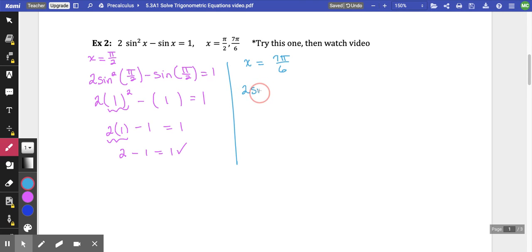So 2 sine squared of 7 pi over 6 minus sine of 7 pi over 6 equals 1. All right, so once again, I need to deal with the trig function first, the trig expression there. So sine of 7 pi over 6. 7 pi over 6 is in quadrant 3. And in quadrant 3, sine is negative. So I'm going to go ahead and put a negative in each of those. Reference angle there is pi over 6.